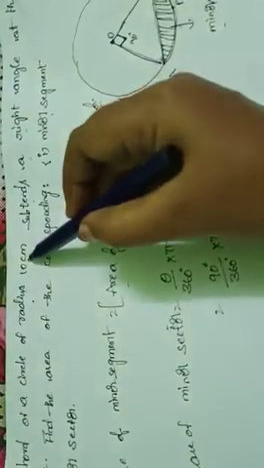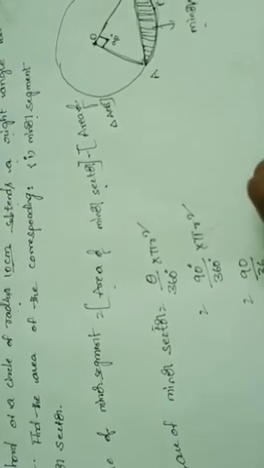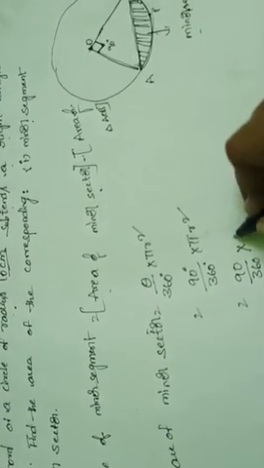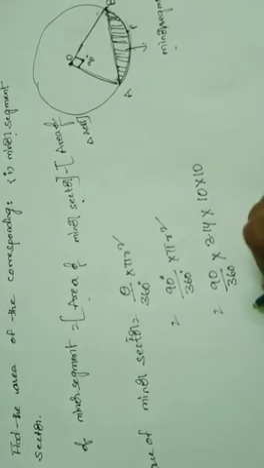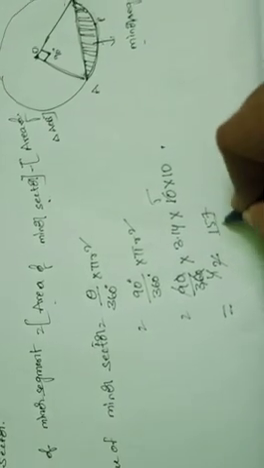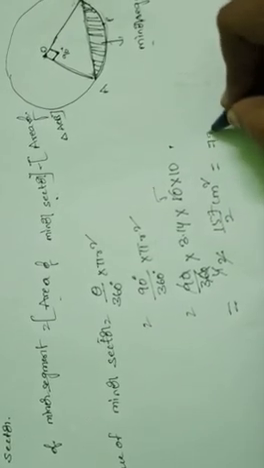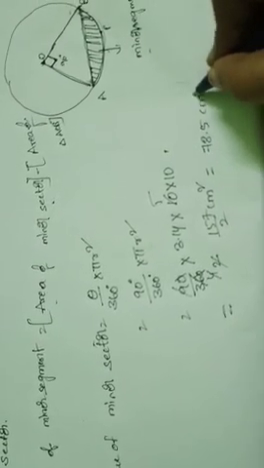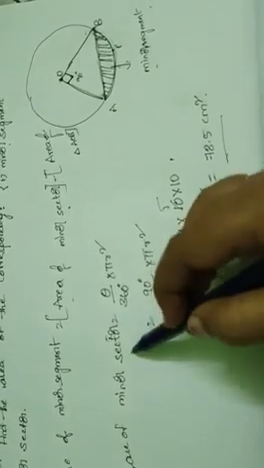Here given r value 10 centimeters. 90 degrees by 360 into pi value 3.14 into r square is 10. R square is r into r, 10 into 10. This value equal to 157 by 2 centimeters square, which is equal to 78.5 centimeters square. This is the area of minor sector.